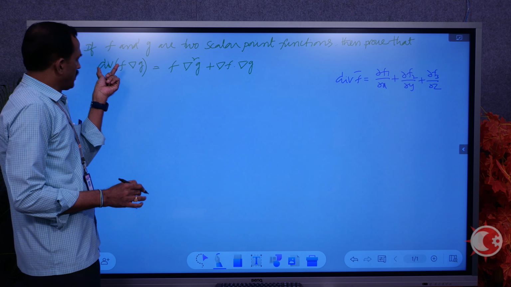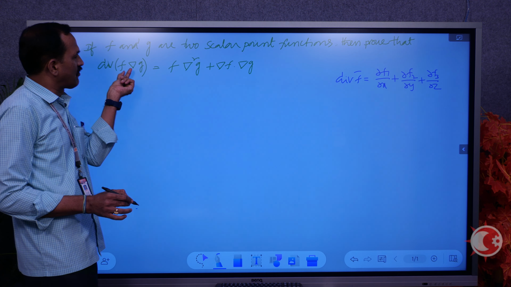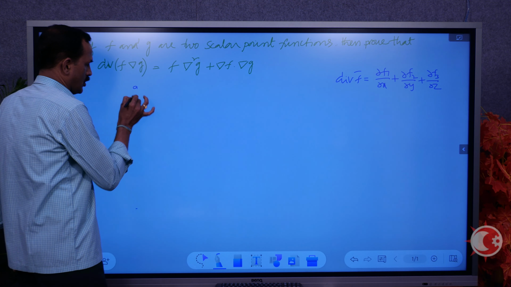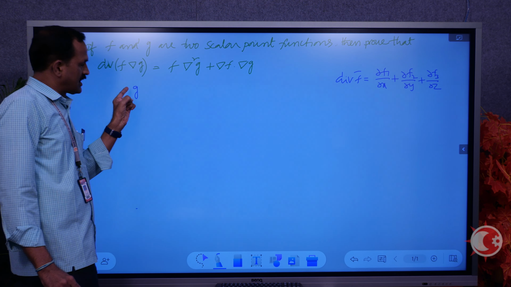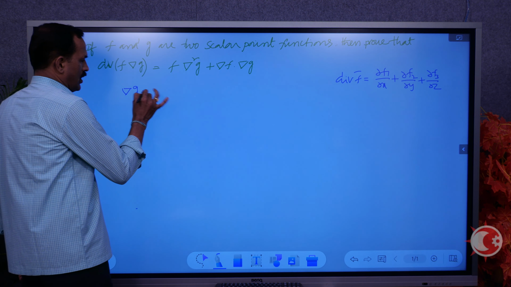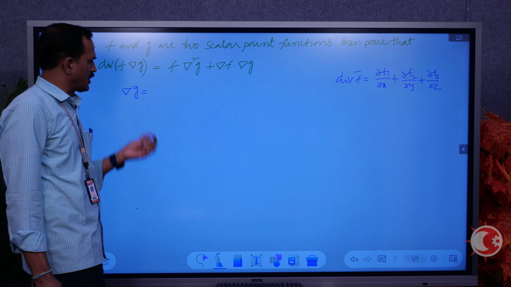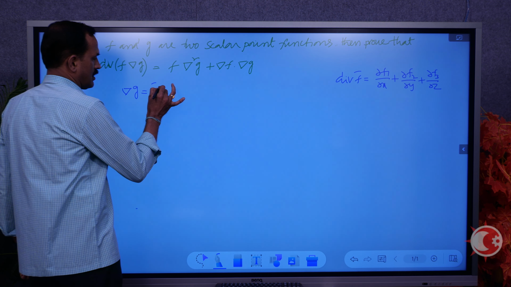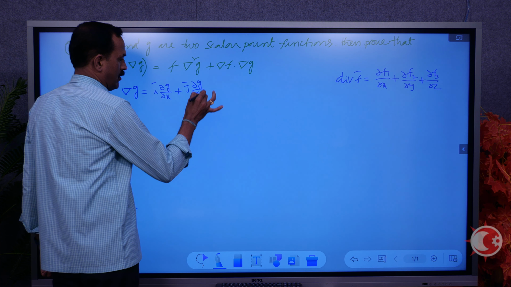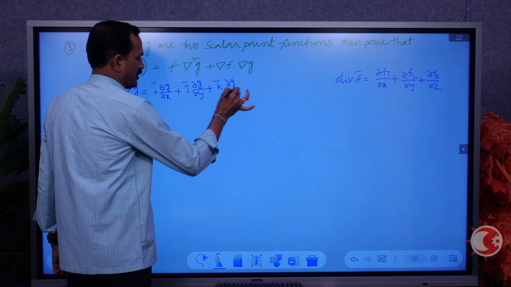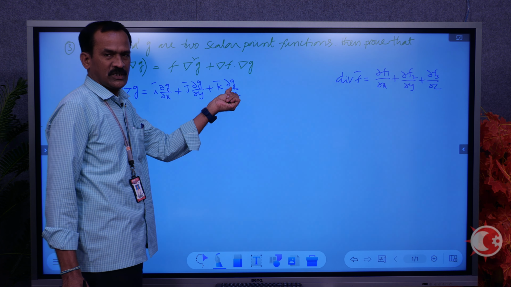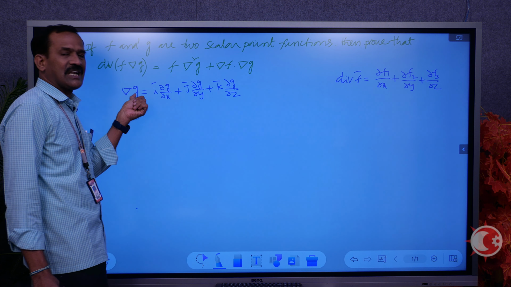Now, first of all, see the LHS, div of f del g. First of all, start with del g, where g is a scalar point function. For that scalar point function, if you apply del, that is del g, nothing but grad g. According to the gradient of a scalar point function, we have the formula like this: i bar into dou g by dou x plus j bar into dou g by dou y plus k bar into dou g by dou z. Whenever g is a scalar point function, we have del g like that.